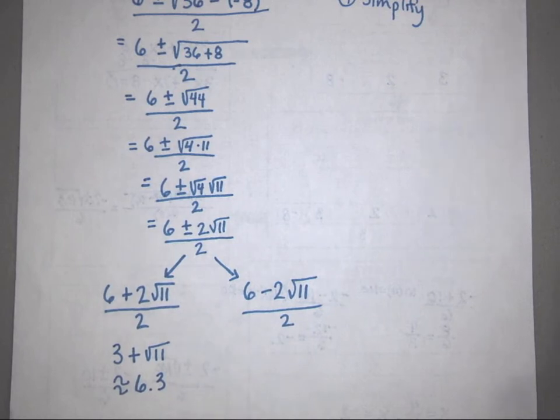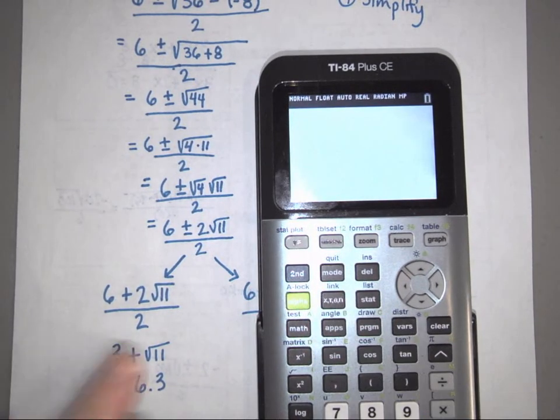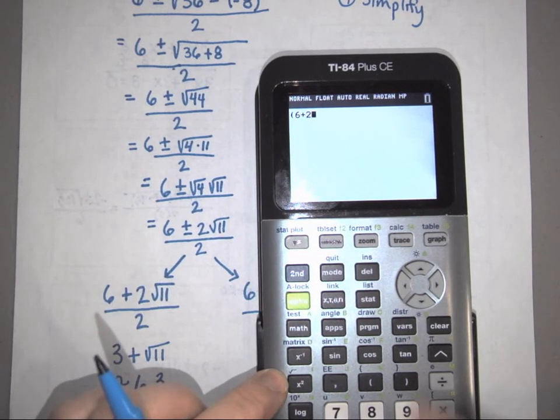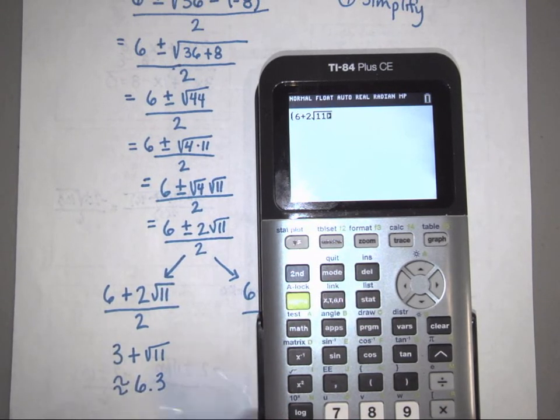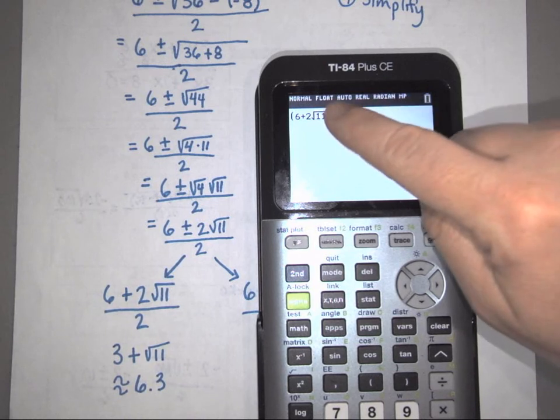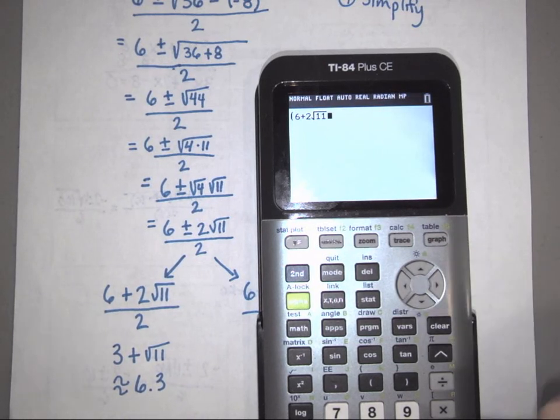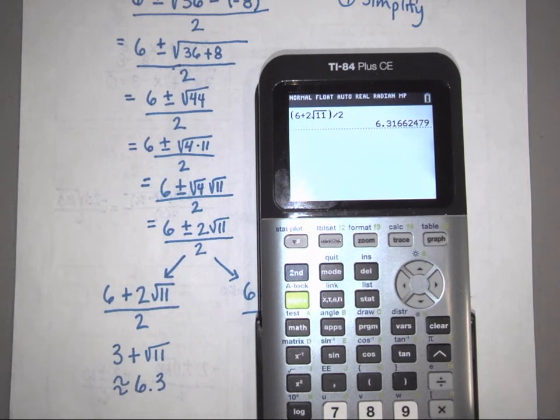And I can show you here, before we do the second one, if I put this value in, so using parentheses, 6 plus 2, and then to get the square root, because it's in blue, I'm going to use the blue key, square root of 11. Now what we have to do, I don't want to be in the square root sign anymore, so hit my arrow button, close the parentheses, divide that by 2. You see I get approximately 6 3/10. Now, if I do 3 plus the square root of 11, I get the same value.